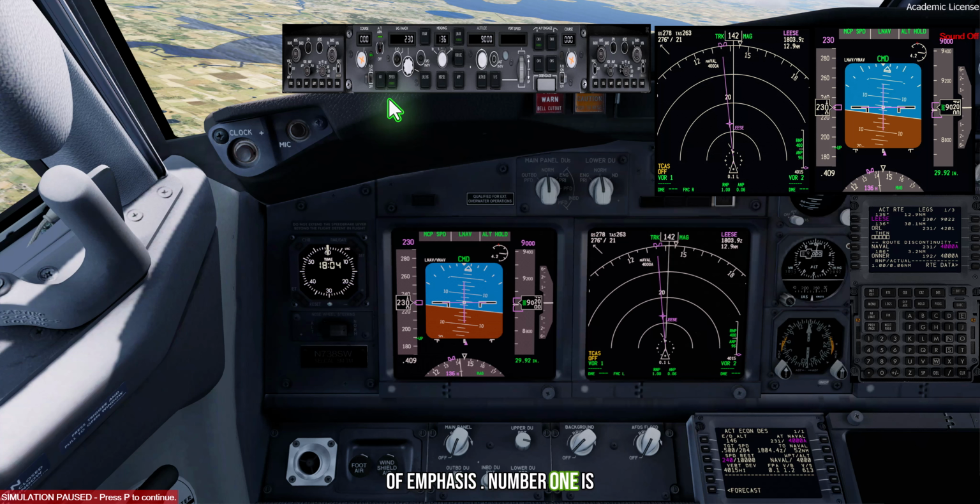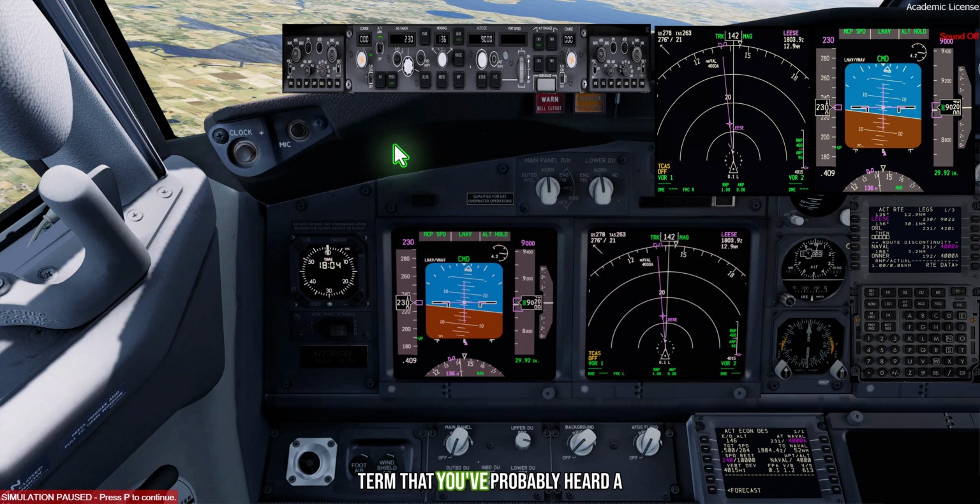Number one is operating in VNAV for the latter part of this arrival and the approach, and some of the information and nuances that are available to you using VNAV for the latter part of this descent profile and the approach itself. The other thing that I really want to make an important point of emphasis is situational awareness.